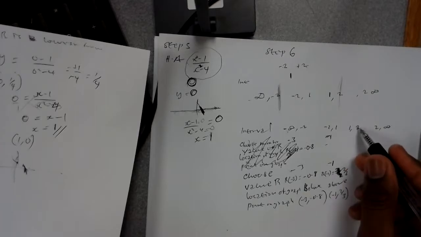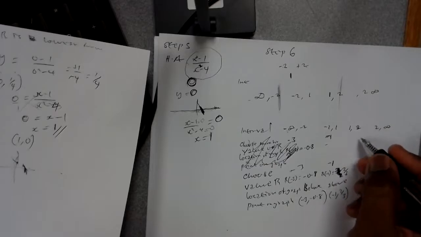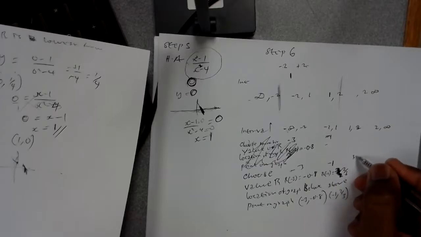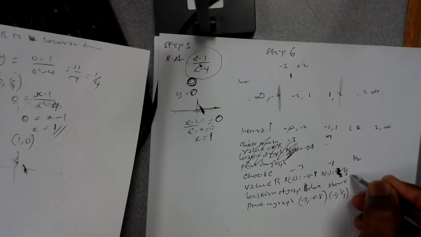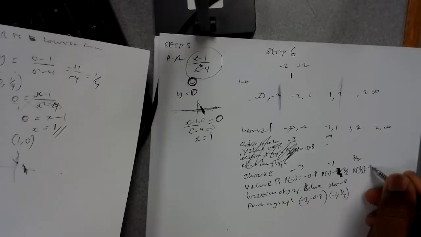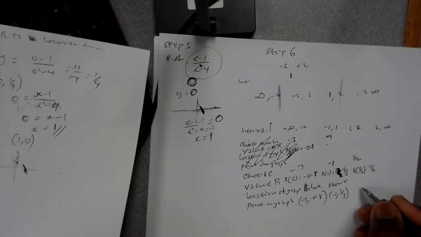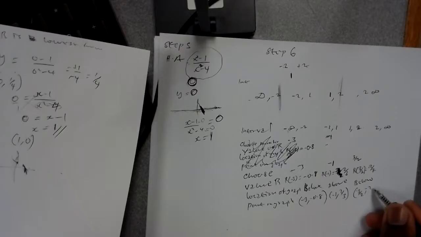So the next one is 1 to 2. Between 1 and 2, the number they choose is 3 over 2. If you put 3 over 2 into R, it is equal to -2 over 7, which is below the x-axis. The point we're going to get is 3 over 2 and -2 over 7.